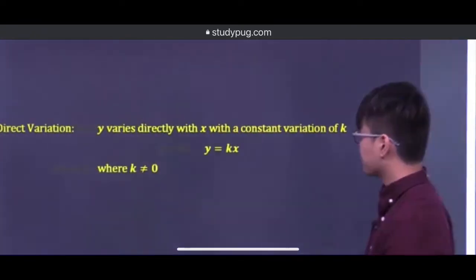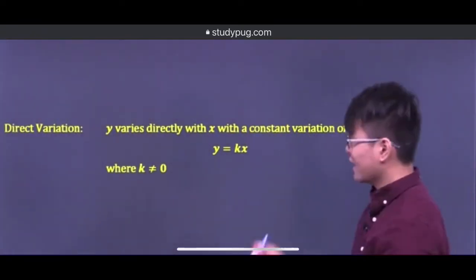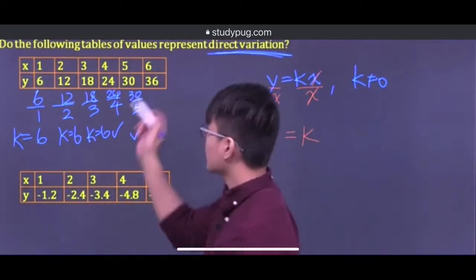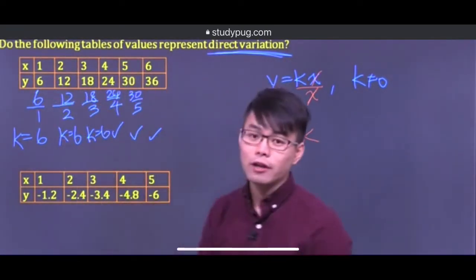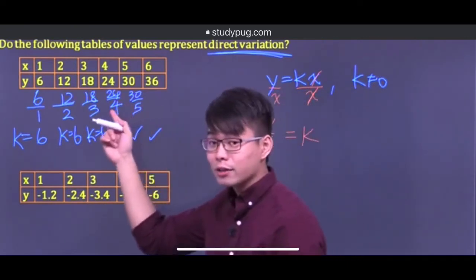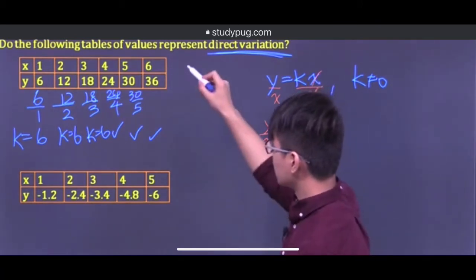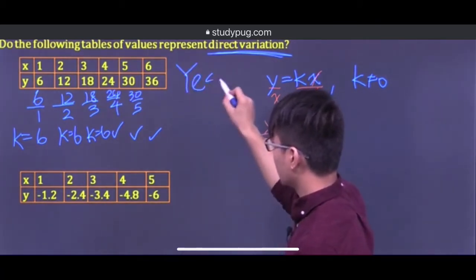what do you guys call it? The constant variation. Right, the constant variation is indeed consistent throughout the entire table of values. And therefore, we can conclude that this table of values represents direct variation. Okay, so this guy here, we can say a big yes here.